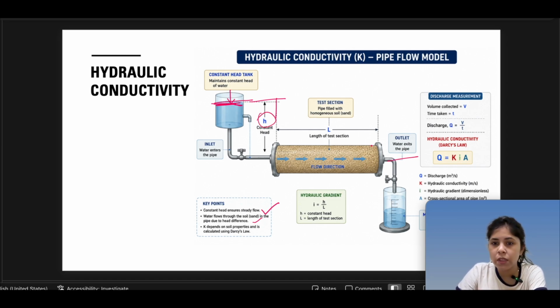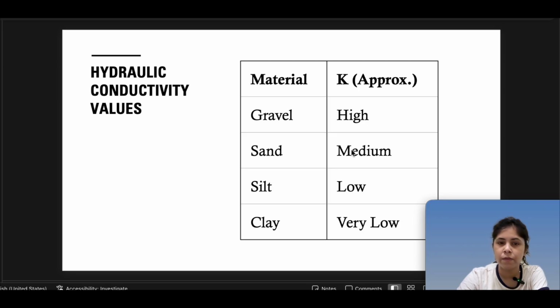Due to this head difference, the water flows from high head to low head. That we already know. So this is why water flows from here. And this conductivity K depends on soil property, and it's calculated using Darcy's law. So that we will be discussing next.